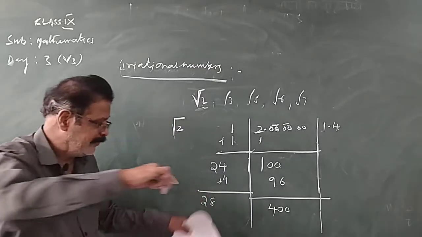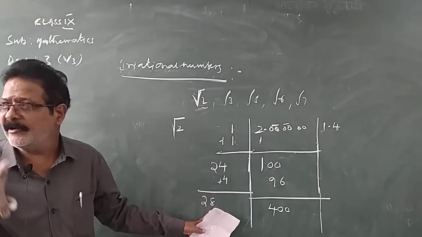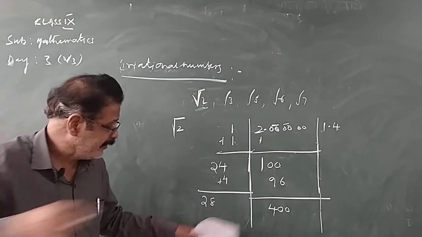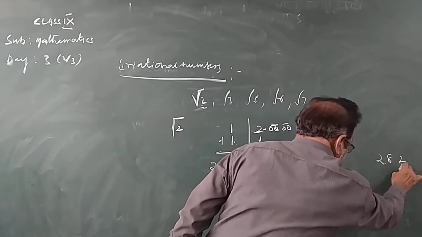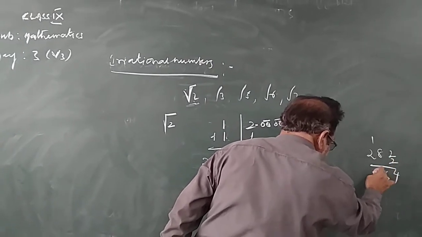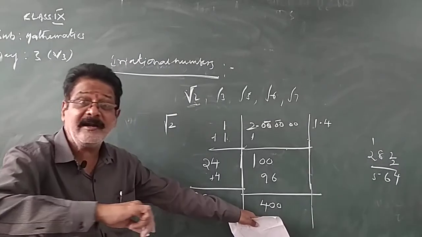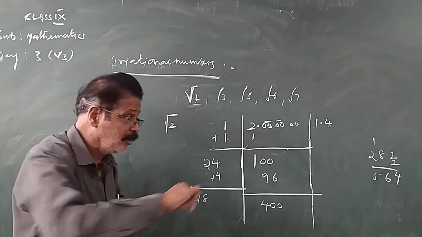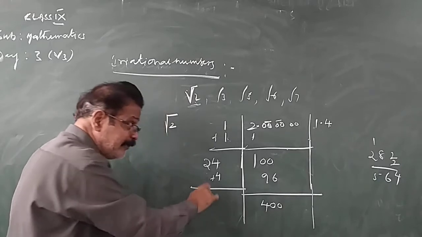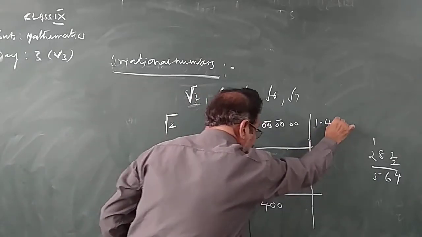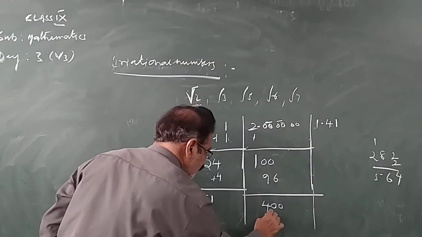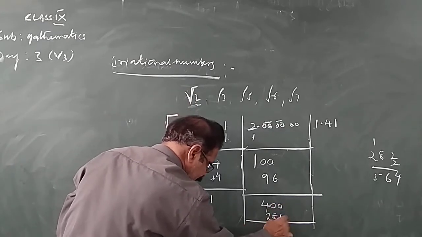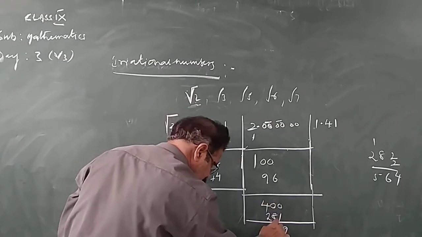Beside 28, write a digit. If I write 1, it becomes 281, and 281 times 1 is 281. If I write 2, 282 times 2 is 564, which is more than 400, so it does not go. So we write 1 beside 28 and multiply by 1 only: 281. The remainder is 400 minus 281, which is 119.